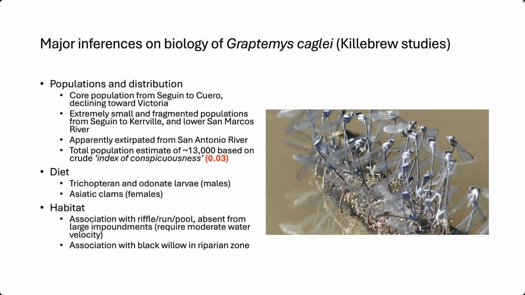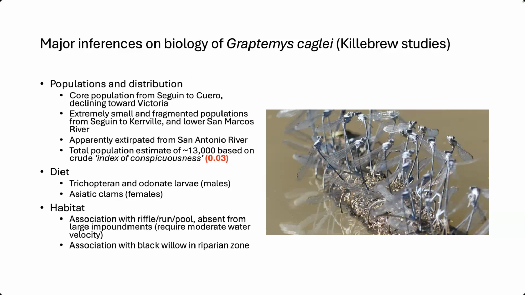that these turtles were absent from large impoundments. There's a chain of impoundments on the Guadalupe River extending from New Braunfels to Seguin, and they were unable to detect any map turtles in those impoundments, or in Canyon Lake either. So they basically decided that Cagle's map turtle required at least some moderate water velocity. They required some level of water flow.